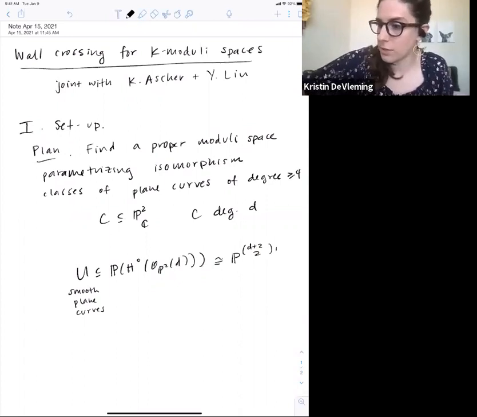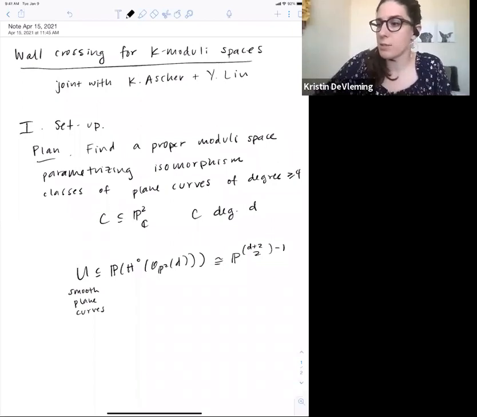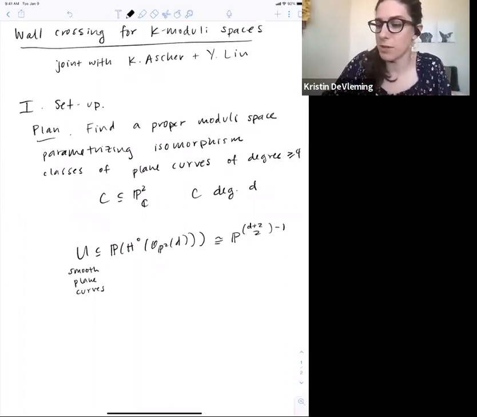So you can count the dimension. And since I say isomorphism class in the plan of the problem, then we want to quotient this locus. So this locus just parameterizes the curves, but we could, sorry, my dog's barking at something in the background.